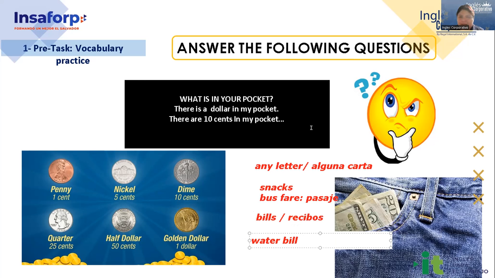So we have, let me tell you, we have Aníbal. Ask Aníbal. Aníbal, what is in your pocket? There are 100 in my pocket. There are $100. $100 in my pocket. Wow, excellent. So I think he's winning right now.